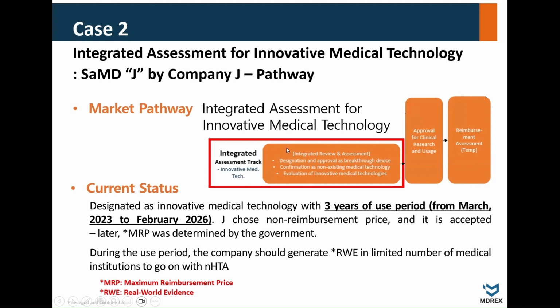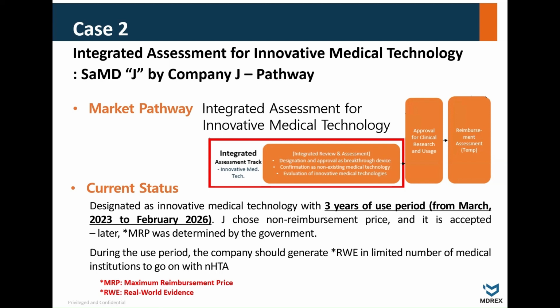And now it is in the middle of the use period, with temporary reimbursement listing approved. J firstly chose a non-reimbursement price for the use period, which was accepted at first, but later a maximum reimbursement price was determined by the government. The thing here is that during the use period, company J should generate real-world evidence to present to NECA for NHTA later on. And the number of medical institutes that can be part of this is limited upon application only.